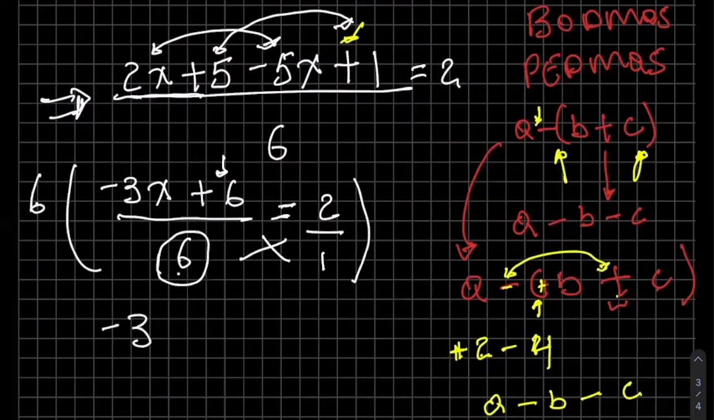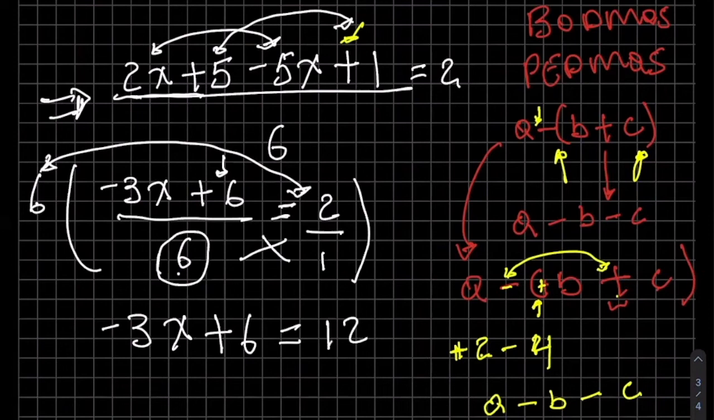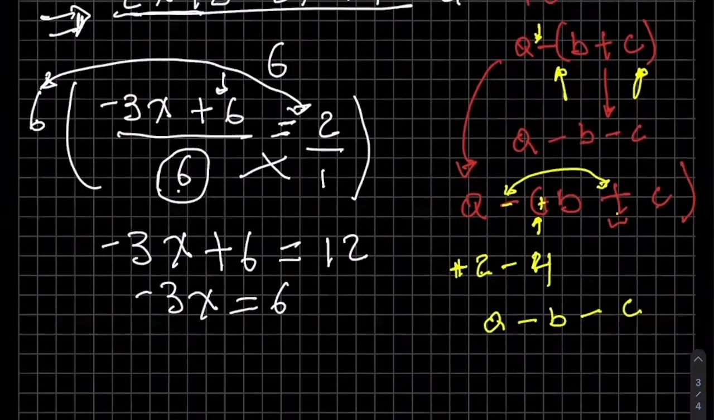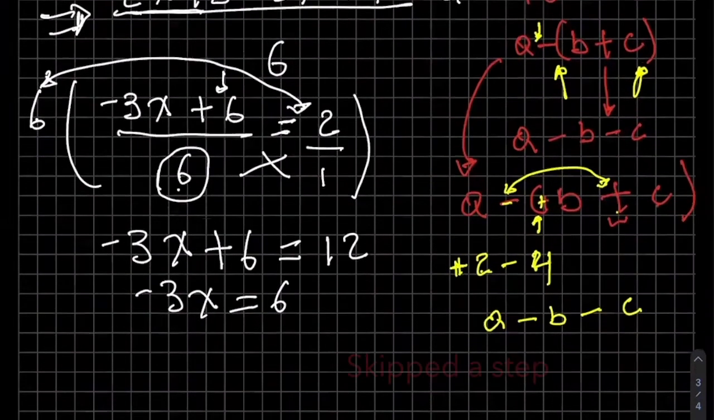What it remains is negative 3x plus 6. The 6 is also for 2, so it will become 12. So negative 3x will become 6. Oh, actually, let me just go back and do it again.